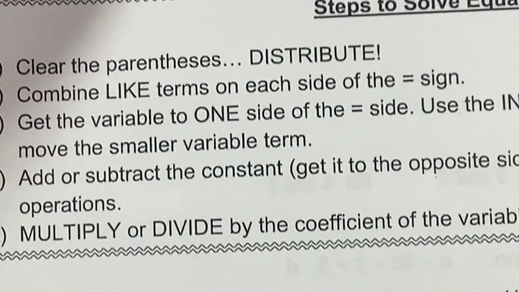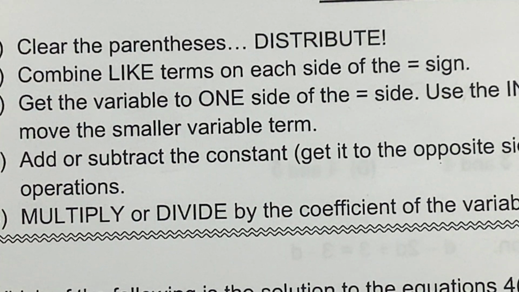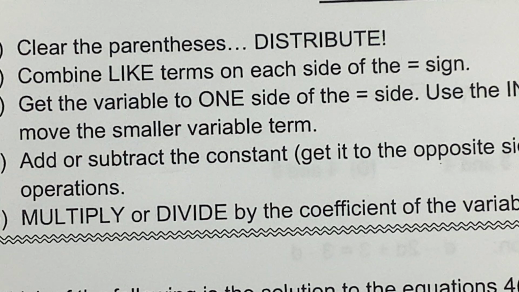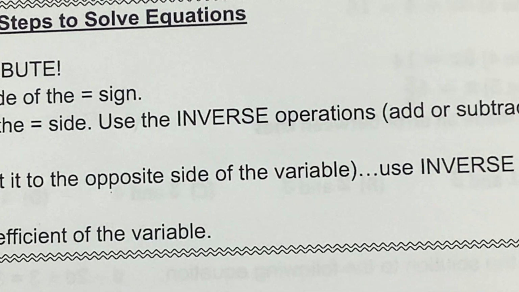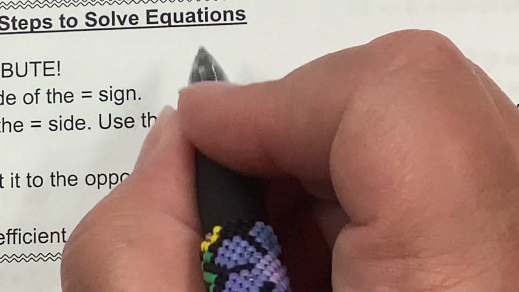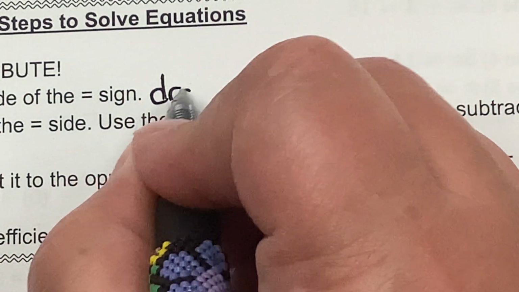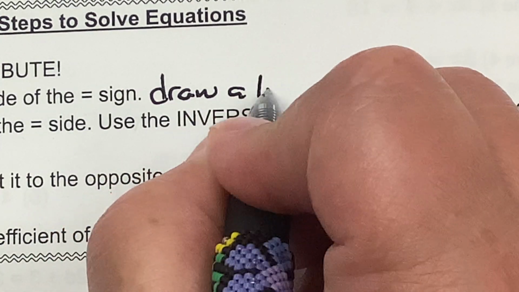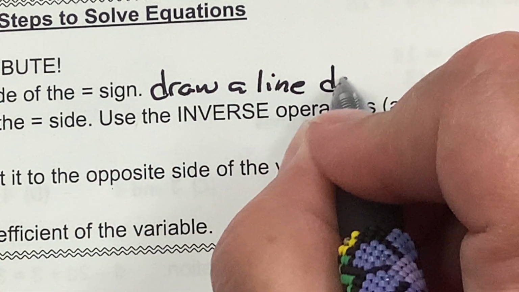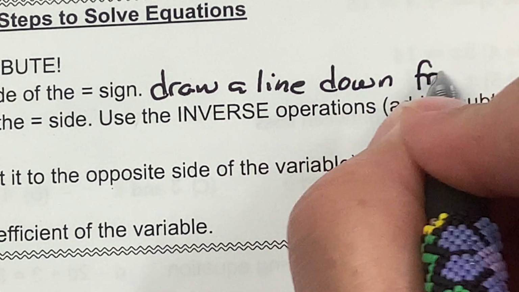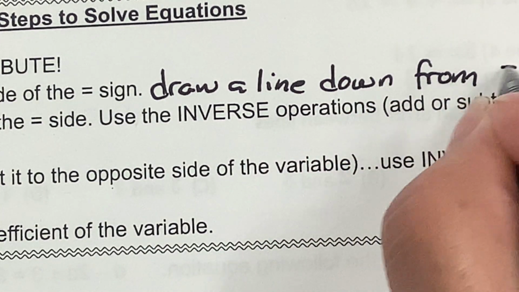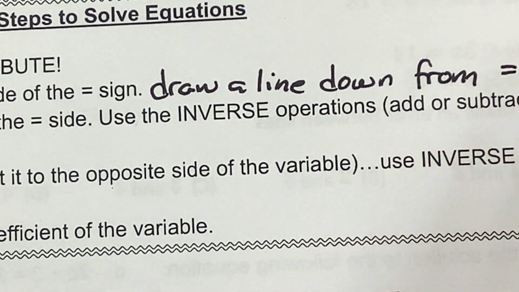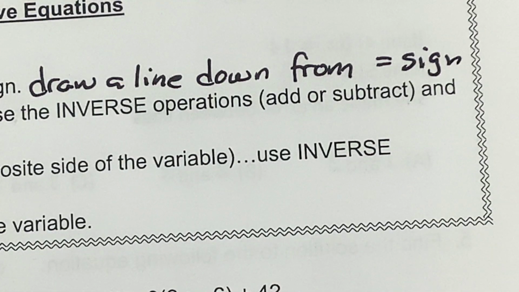All right, so how to do this. First things first, clear parentheses, distribute, multiply what's outside the parentheses times everything inside it. Combine like terms on each side of the equal sign. What I usually do is I will draw a dotted line down from the equal sign. So you're going to draw a line down from the equal sign.